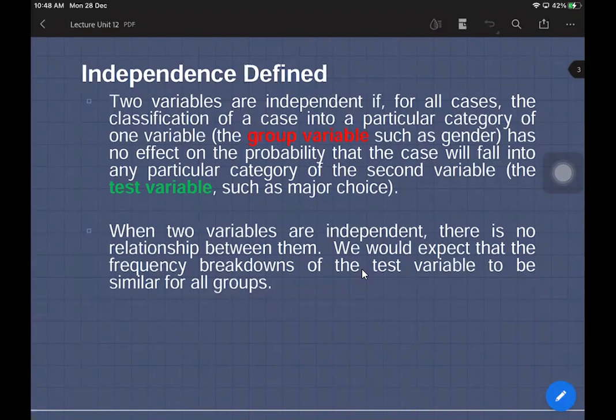In the same example, if the response of yes and no is affected by gender, then there is a relationship. But if the response of yes and no is not affected by gender, this is an example of two independent variables. When two variables are independent, there is no relationship between them, so we would expect the frequency breakdown of the test variable to be similar for all the groups.